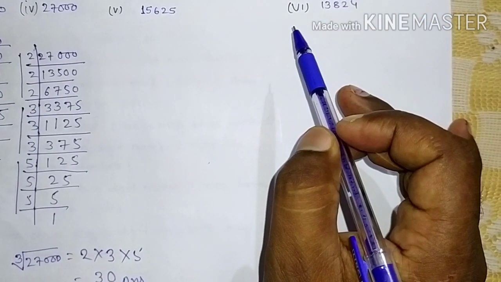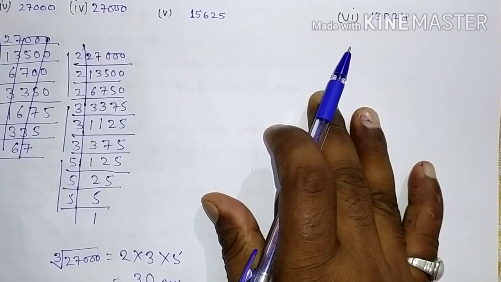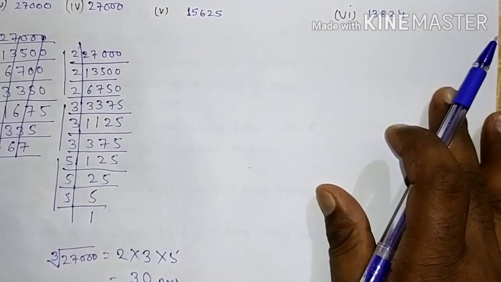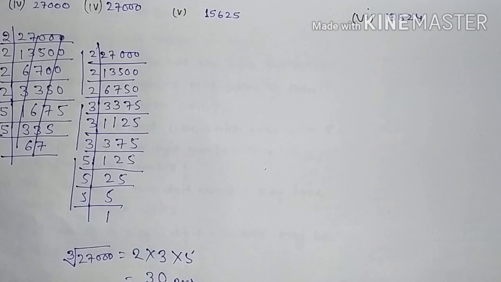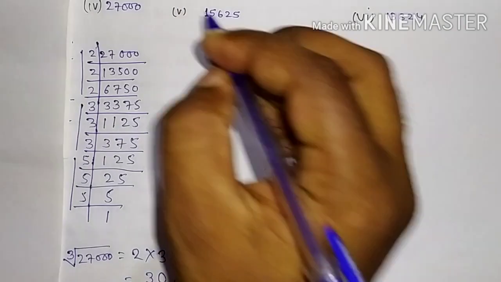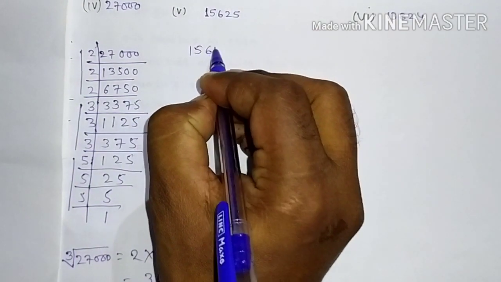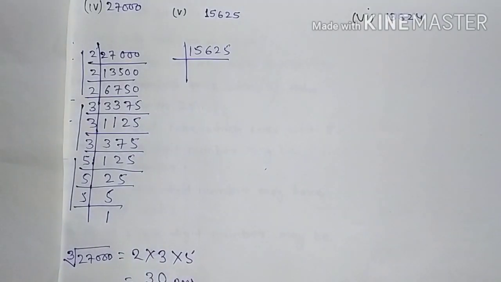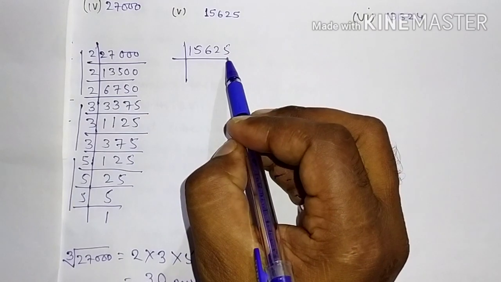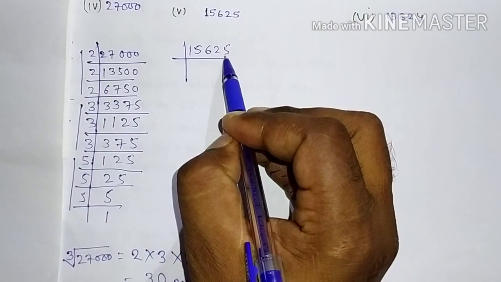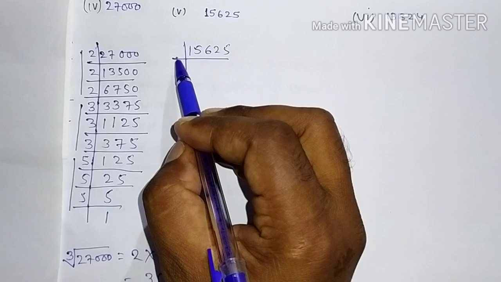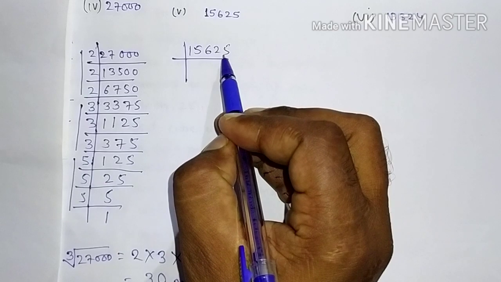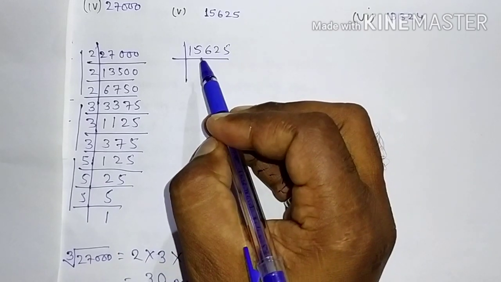The question is given 15625. Now again, first we have to find the prime factors of this number. So 15625 is given. The unit digit of this number is 5, so it is not divisible by 2. So again we can check by 3. 3 5 is 15, 3 2 is 6. It is also not divisible by 3. So here we can take 5.